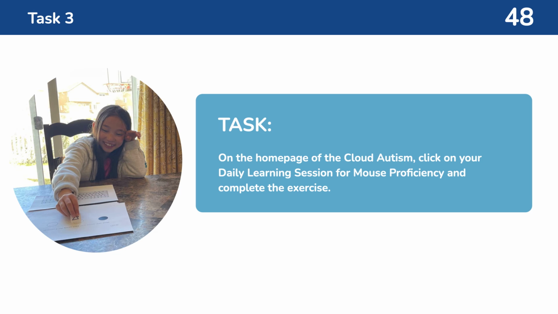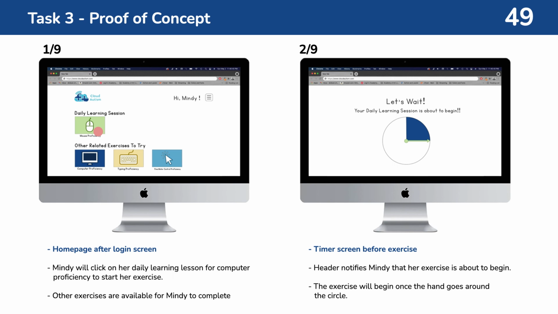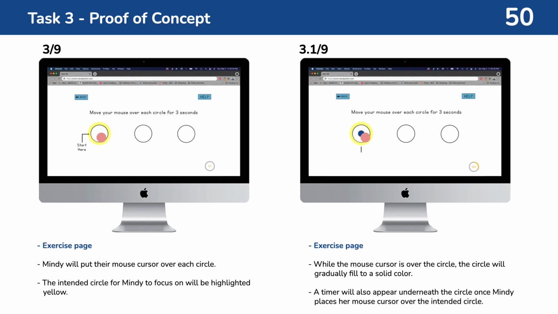Mindy's third task is to click on her daily learning session for mouse proficiency and complete the exercise. Similar to the first two tasks, Mindy will click on her daily learning session and wait for the timer screen to finish before her exercise starts. For this exercise, Mindy is tasked with placing her mouse cursor over each circle for 3 seconds each.